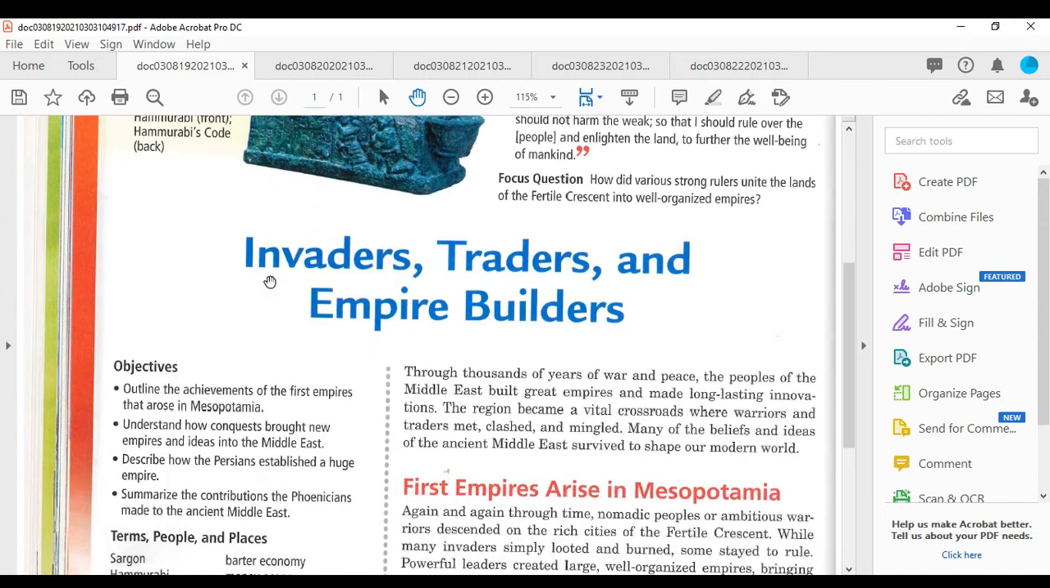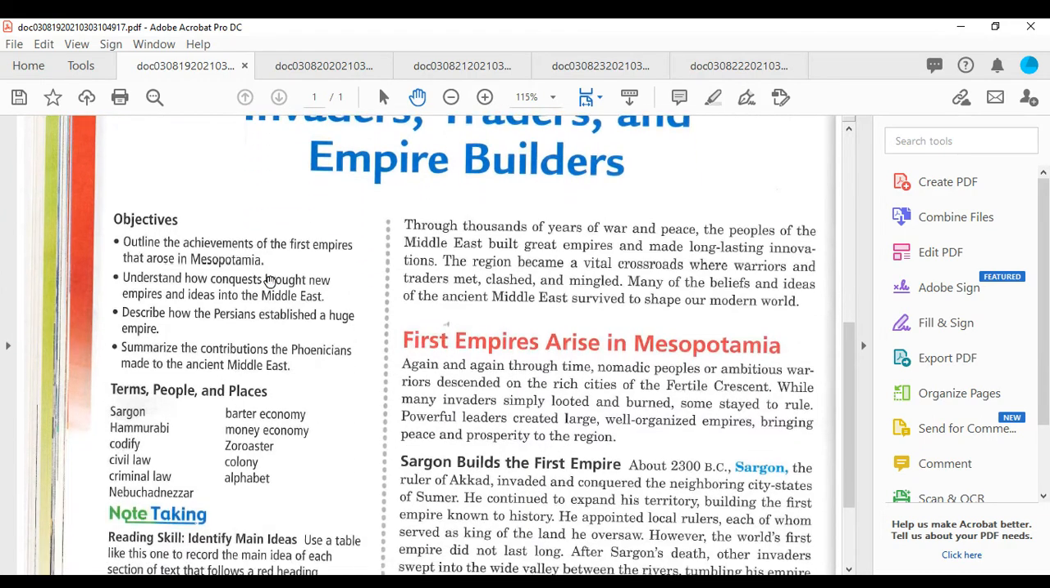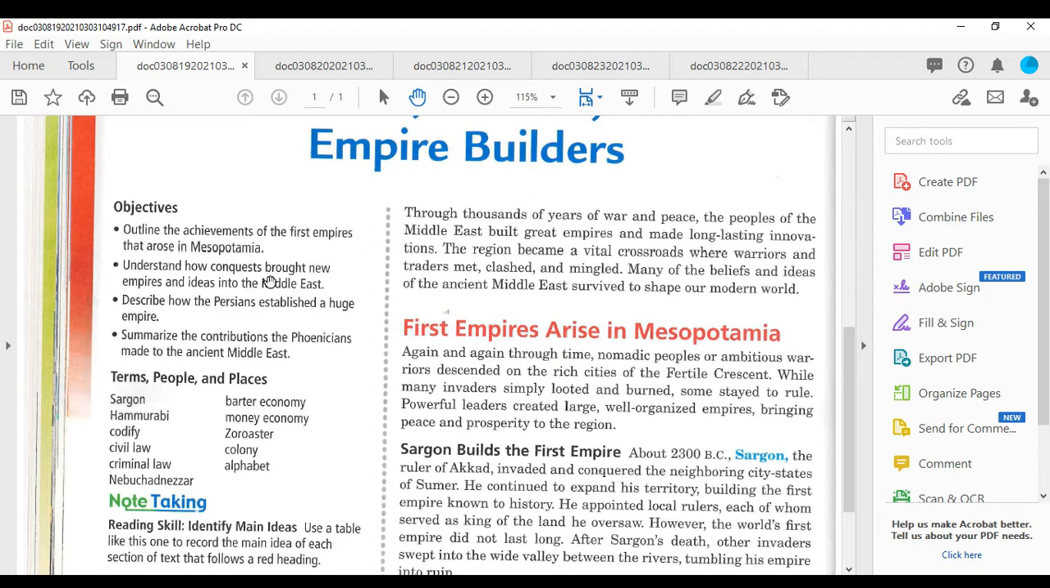Invaders, Traders, and Empire Builders. Through thousands of years of war and peace, the peoples of the Middle East built great empires and made long-lasting innovations. The region became a vital crossroads where warriors and traders met, clashed, and mingled. Many of the beliefs and ideas of the ancient Middle East survived to shape our modern world.